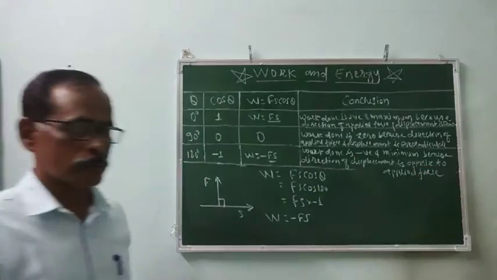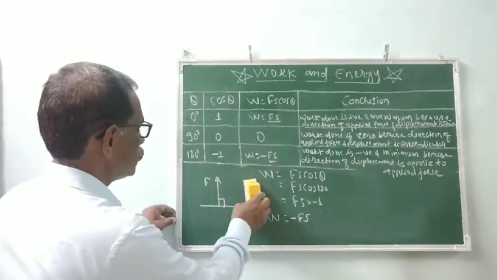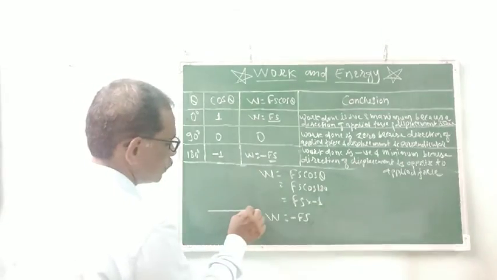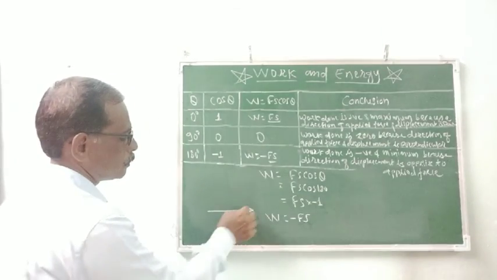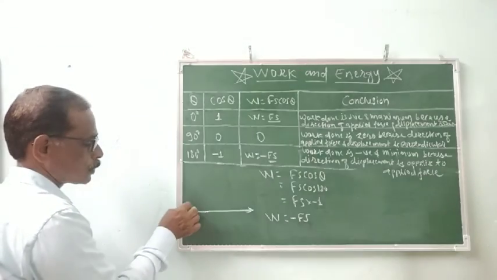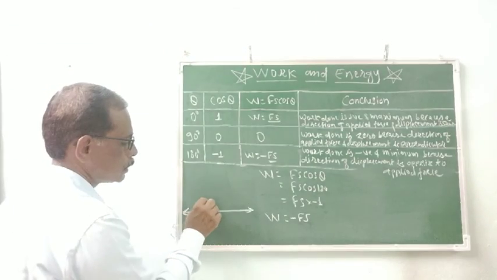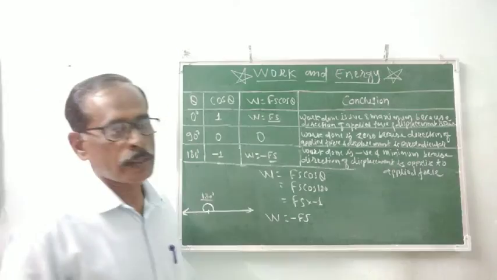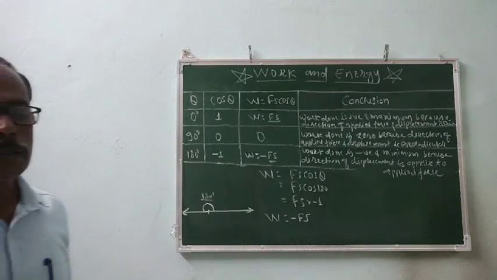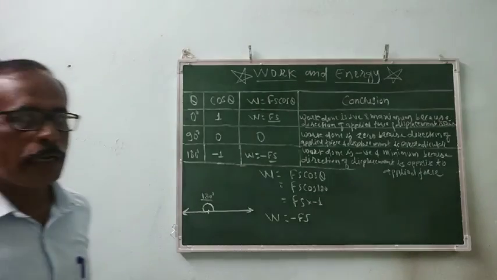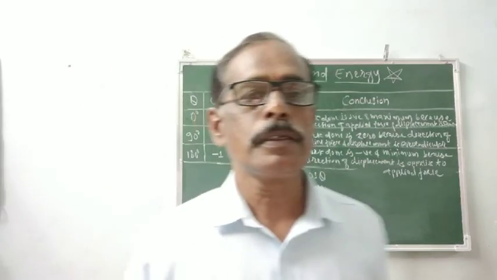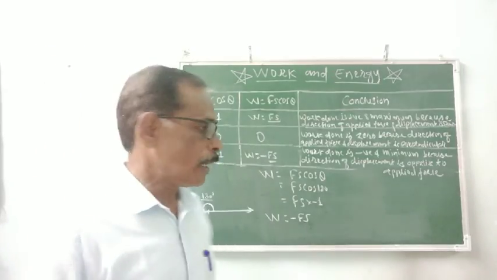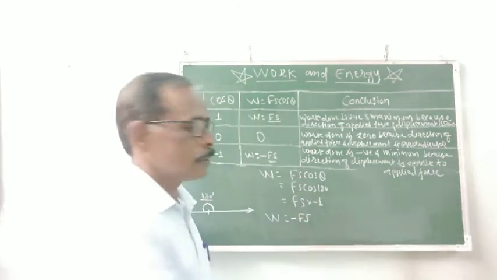Opposite to applied force. It means that suppose it is a direction of the displacement and it is a direction of the applied force, and in between them there is an angle of 180 degree. In this condition, the work done is negative and a minimum. So that minus sign gives the direction of the work done.